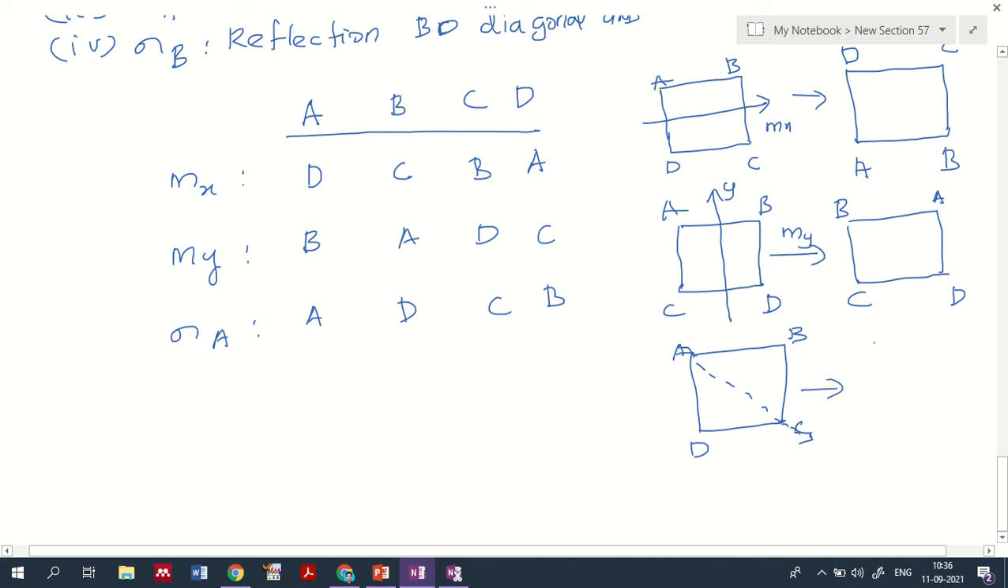So under the sigma A operation, that is under sigma A reflection symmetry, A will remain the same, C will remain the same, D and B will interchange. Okay, so that is what sigma A means. And sigma B is where the initial A, B, C, D is transforming to C, B, A, D. Okay, here it is sigma A.